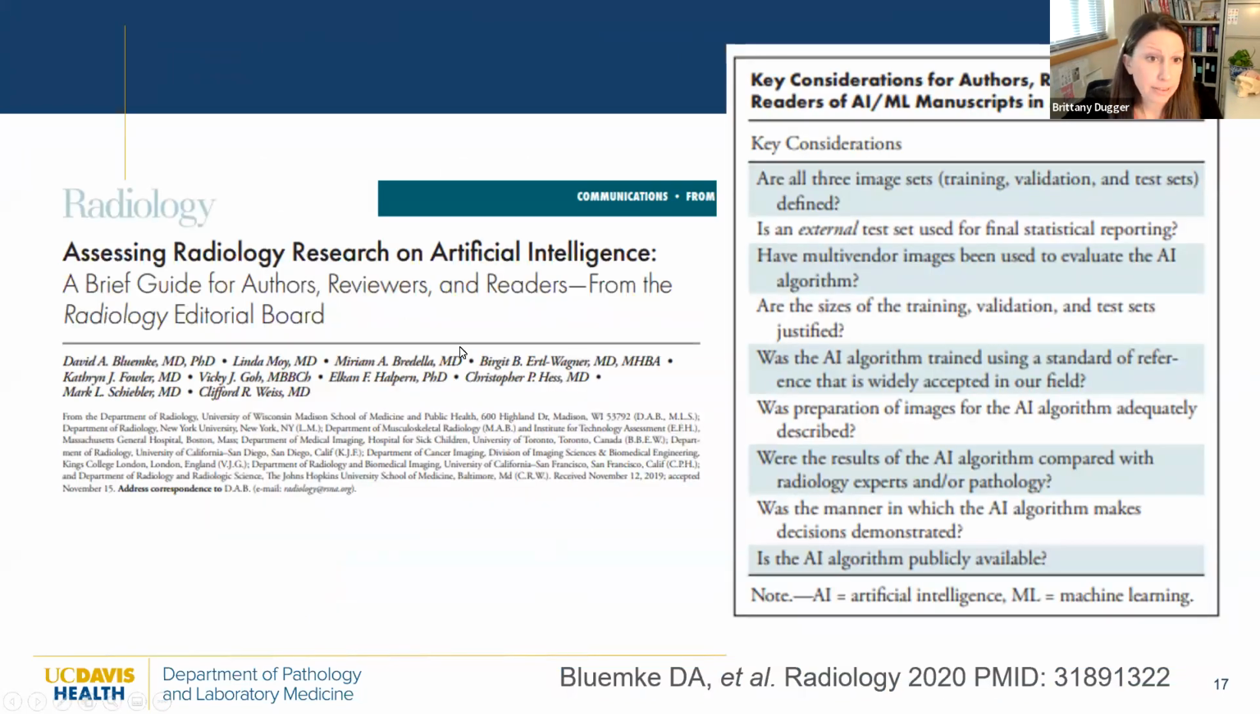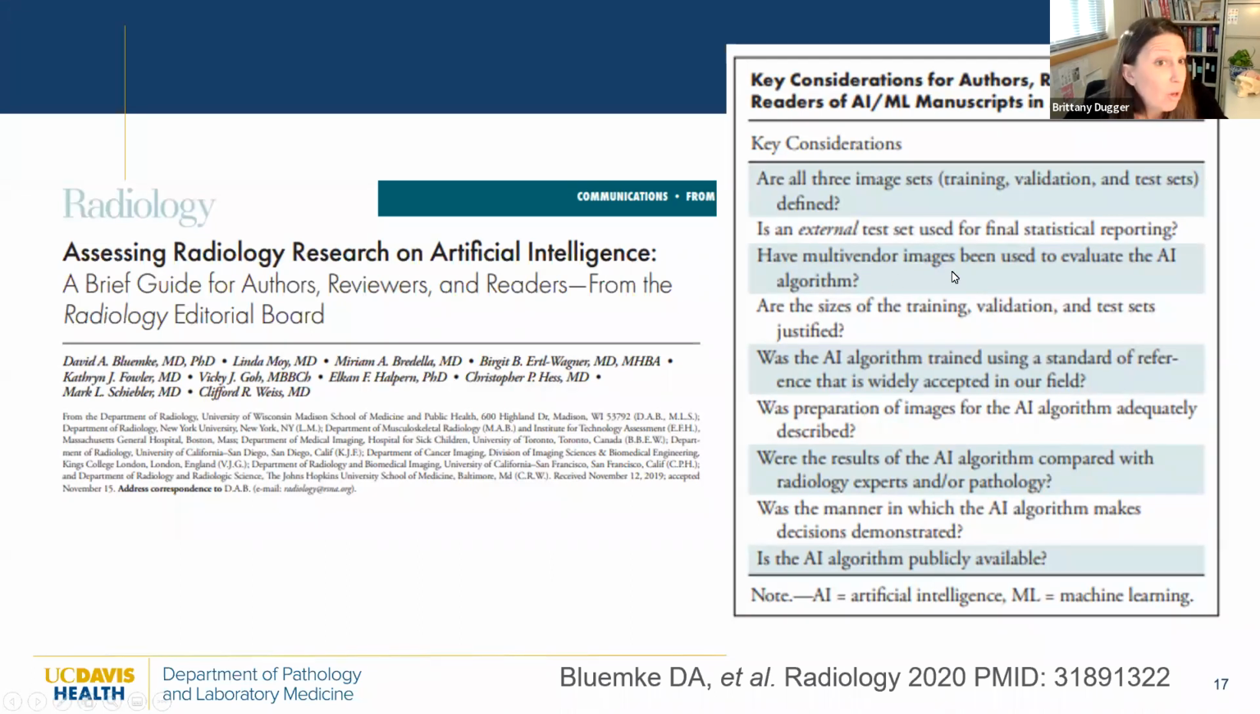And another way to present this, and a nod to the radiology community who has actually published on this too, is even when you're reading a paper on machine learning, what should you look for? And this is just, again, a great checklist, very similar to what you saw in that previous slide. Are there three imaging sets? Is there an external test set? Have multi-vendor images?